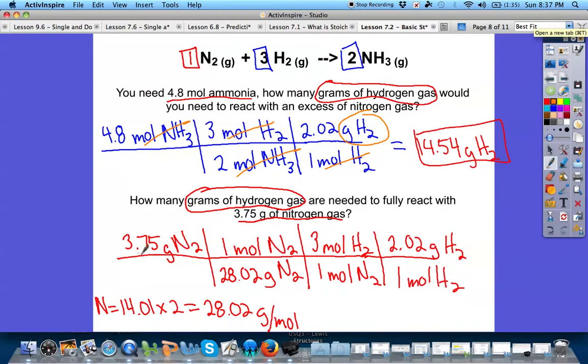So if we look back here, grams of nitrogen cancel, moles of nitrogen cancel, moles of hydrogen cancel. We're left with grams of hydrogen. So we're going to take 3.75 times 1 times 3 times 2.02. Divide that by 28.02, and you should have got 0.8110 grams of H2.